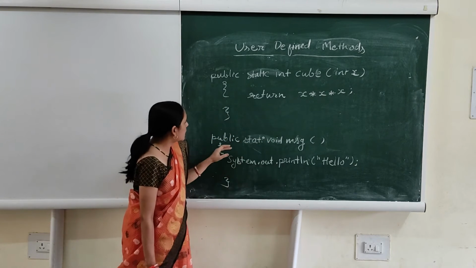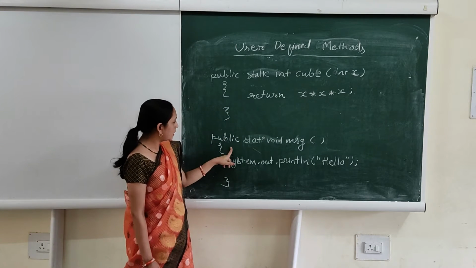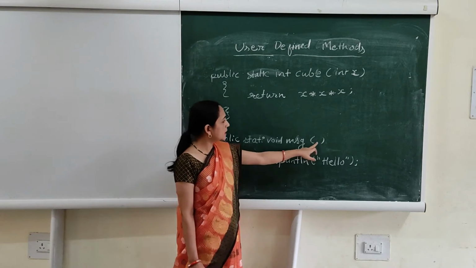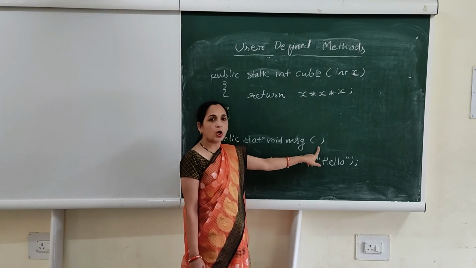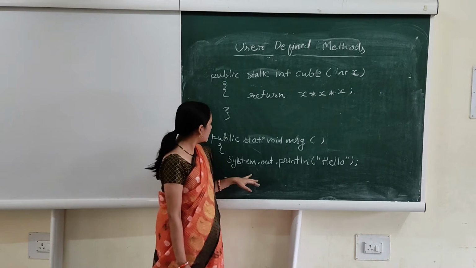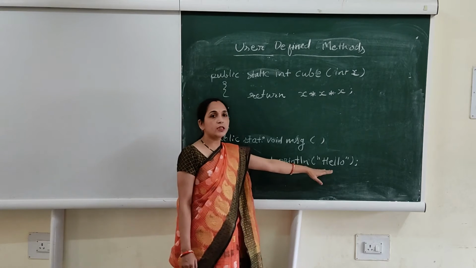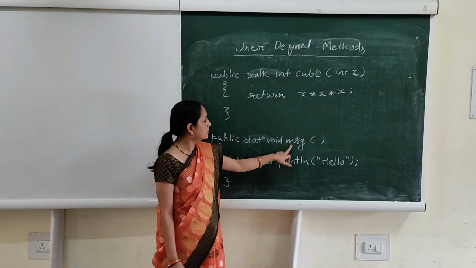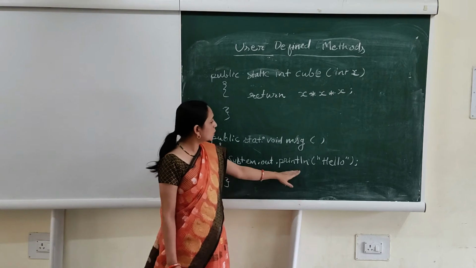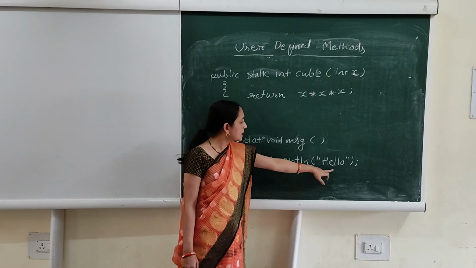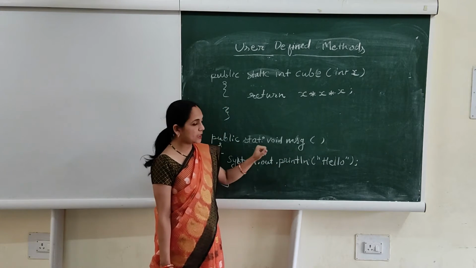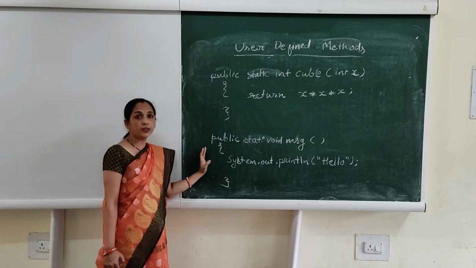Now this is another example of a function or method, public static void message. Here you can see the parameter list is empty, and it is not returning anything. This method will show only a simple message, system.out.println hello. So this hello message will be shown by this method when you call it. Now here we have defined the function.